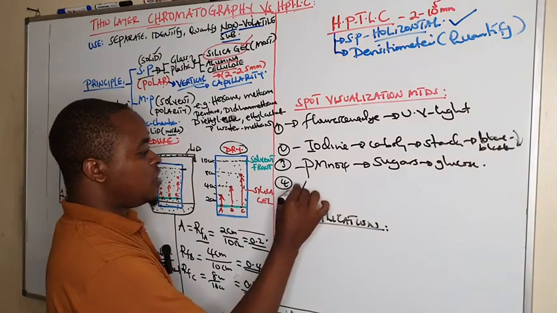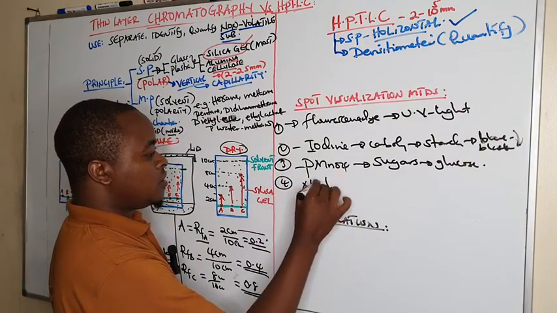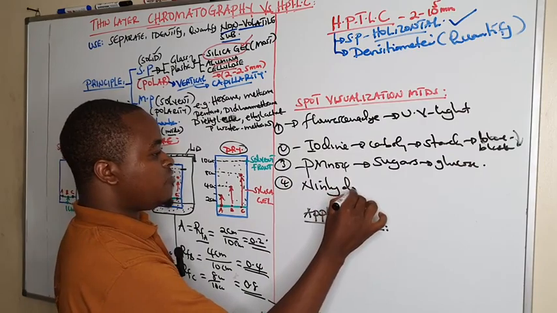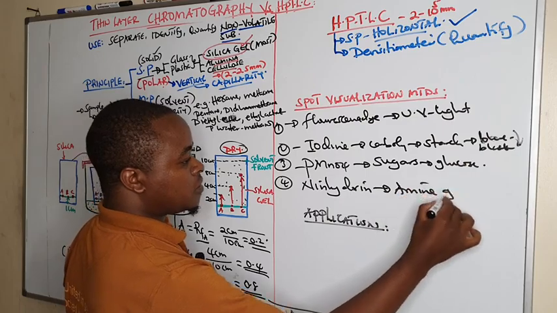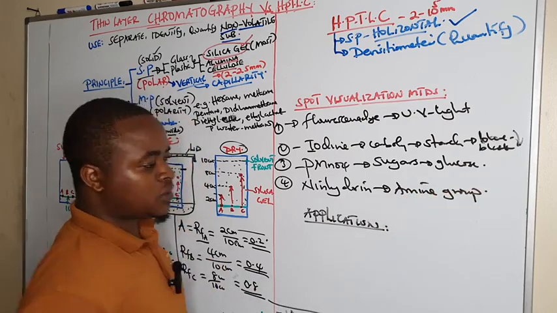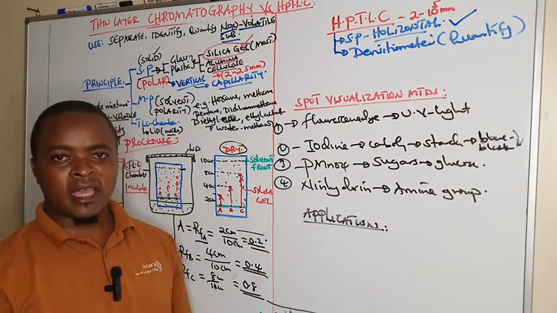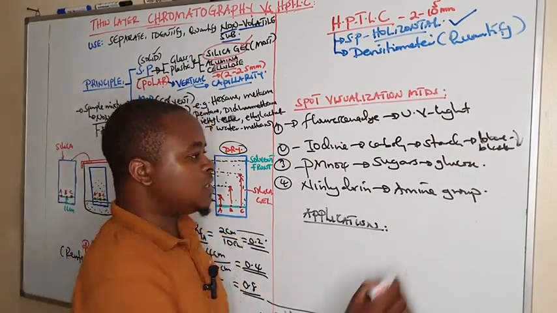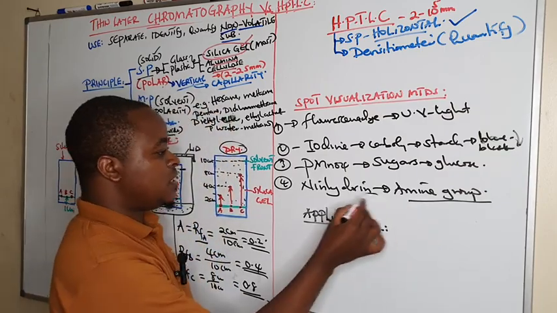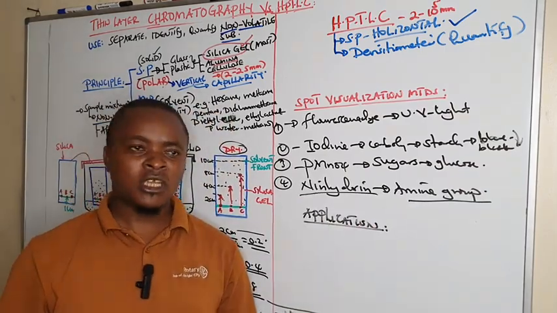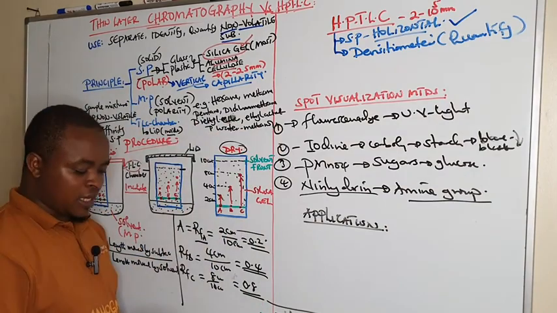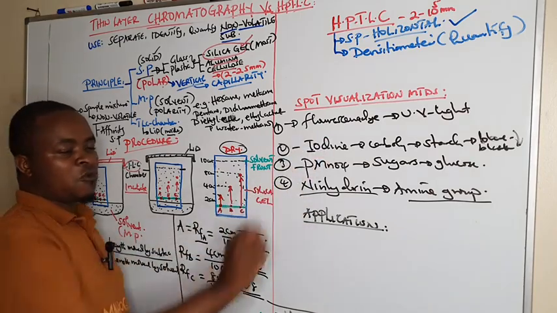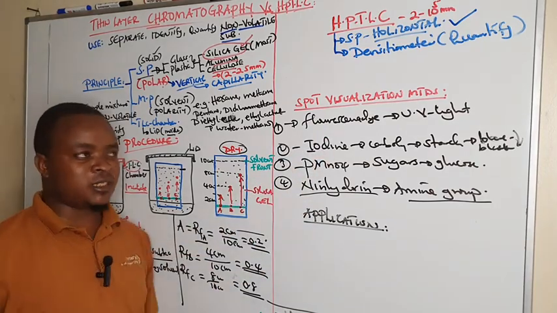Another substance we can use is ninhydrin, and this ninhydrin targets the amine groups in samples which contain substances like amino acids, which can be separated by staining with ninhydrin solution. So these are some of the visualizing methods, though we are saying these ones are semi-quantitative or even qualitative.